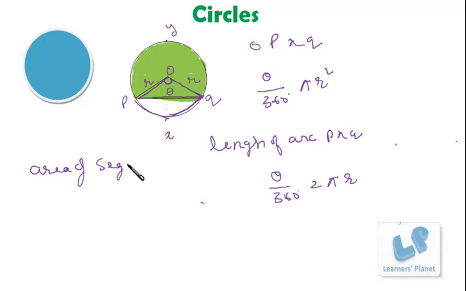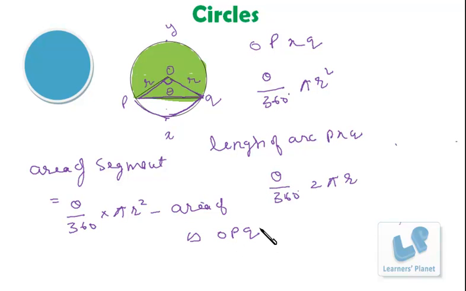So area of segment is equal to, see, we got this complete area, that is theta by 360 into pi r square, minus we deduct the area of this triangle, area of triangle OPQ. Whatever the radius is given to us, we can calculate the area of this triangle. We will be discussing this property in detail when we'll be solving the problems. Exactly at that time when we'll be having the data in our hand, the concept will be more clear.